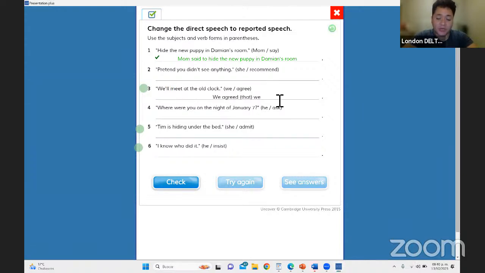So we agreed that we, you can even write with the contraction, we'd meet at the old clock. Okay, so the sentence says, nos veremos o nos encontraremos en el reloj viejo. Okay, no sé, una ciudad, un pueblo con un reloj viejo. Estuvimos de acuerdo que nos veríamos, nos encontraríamos en el reloj viejo. Okay, so you see, makes sense. The change in Spanish too. Now, number 5, please. Cesar, help me with number 5.